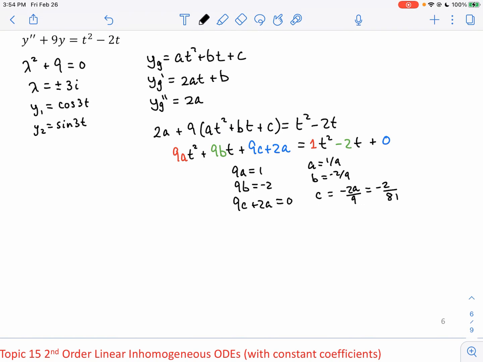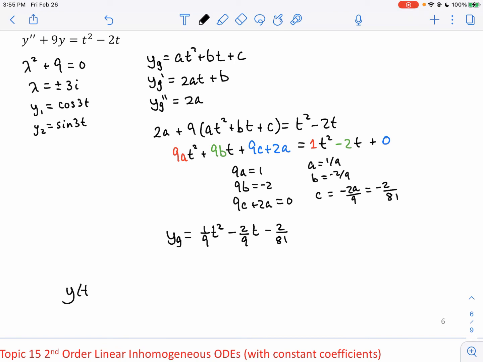So our particular solution is y sub p equals 1/9 times t squared plus b, which is negative 2/9 times t, and then plus c, and c is negative 2/81. Now we can construct the general solution.